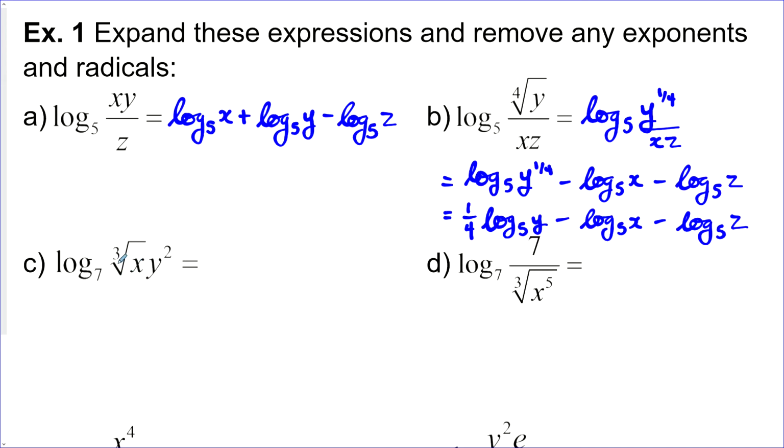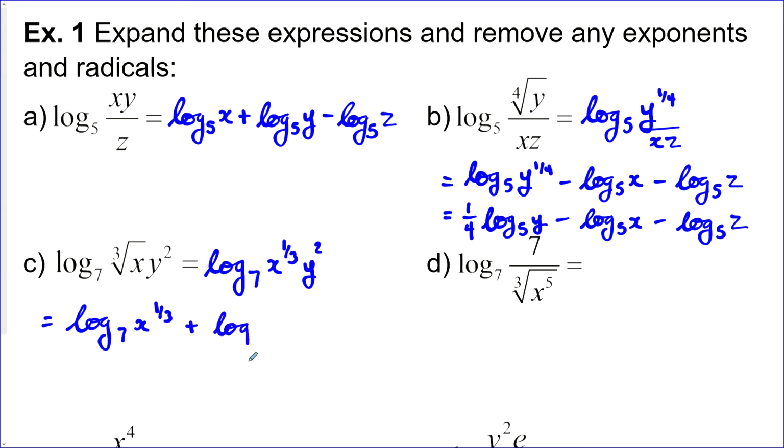Next one, let's get rid of this radical first. So we've got log base 7 of x to the power of 1/3 times y squared. Now let's break these two pieces up here. So we've got log base 7 of x to the power of 1/3, and they're being multiplied, so plus log base 7 of y squared. Now we want to get rid of the exponents, so we'll just drop them in front. So 1/3 log base 7 of x plus 2, dropping that down in front, log base 7 of y.